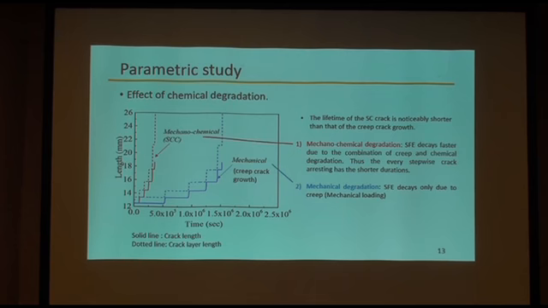Okay, this is the result of the parametric study. This figure shows the effect of chemical degradation. As you can see, the lifetime of the stress corrosion crack is shorter than that of the creep crack growth only. And under the mechanochemical degradation, the surface fracture energy decays faster due to the combination of creep and chemical degradation. Thus, the average stepwise crack arresting has a shorter duration. In this figure, the solid line is the crack length, and the dotted lines are the crack layer length.